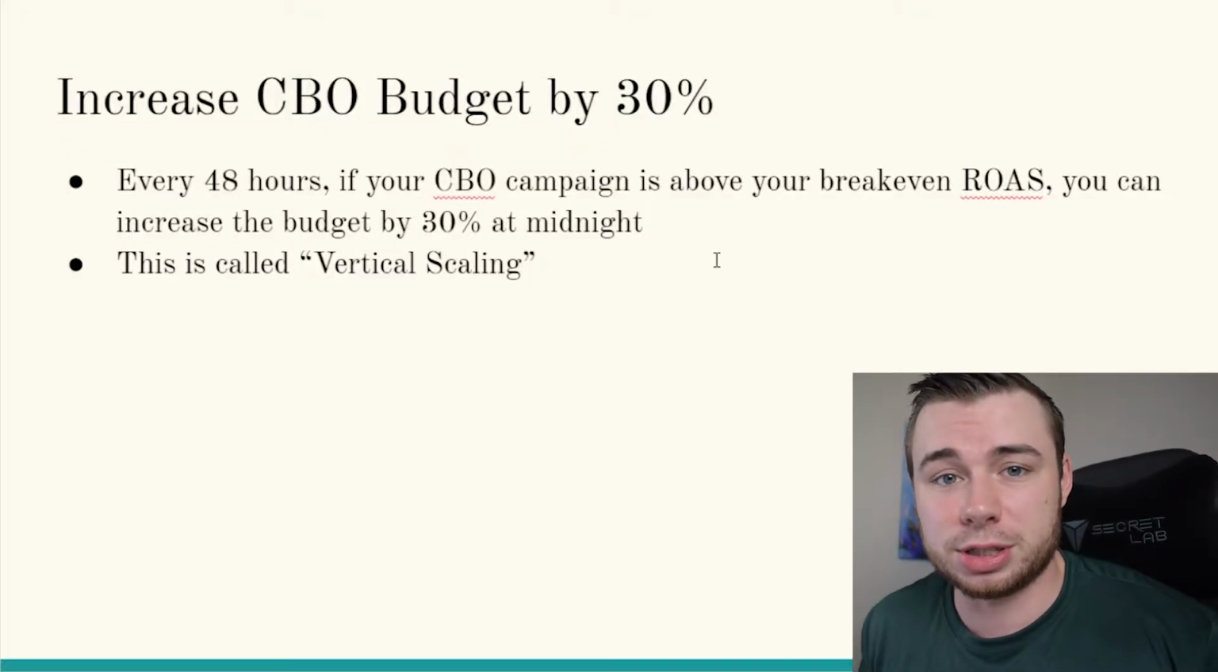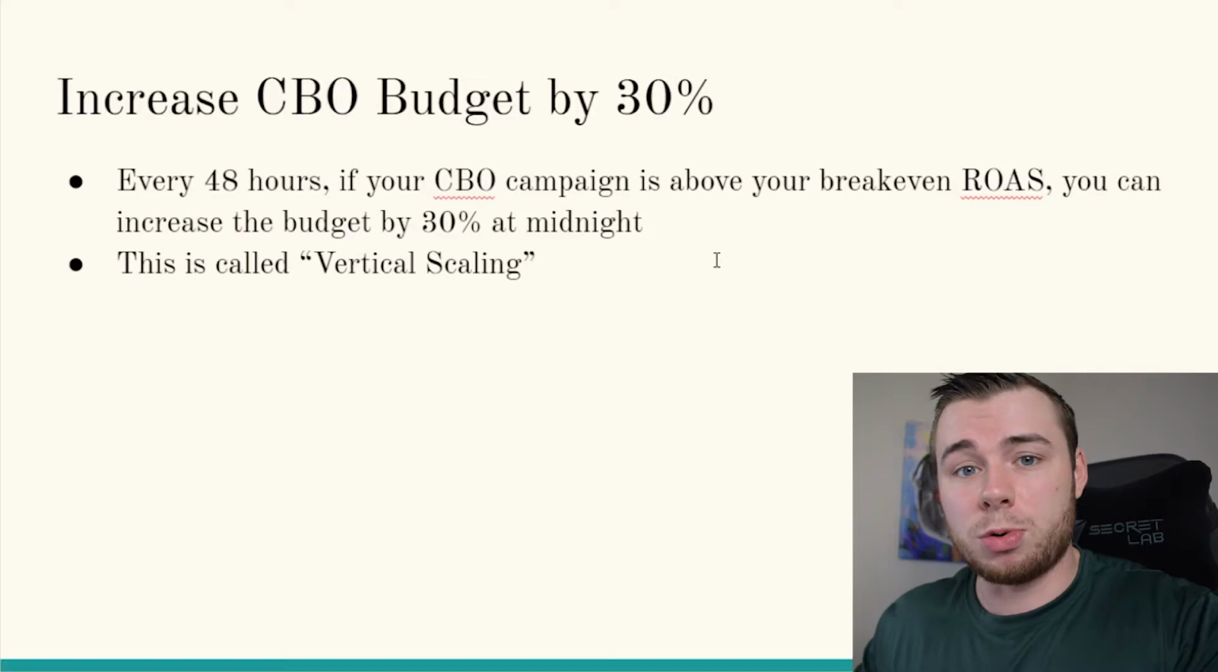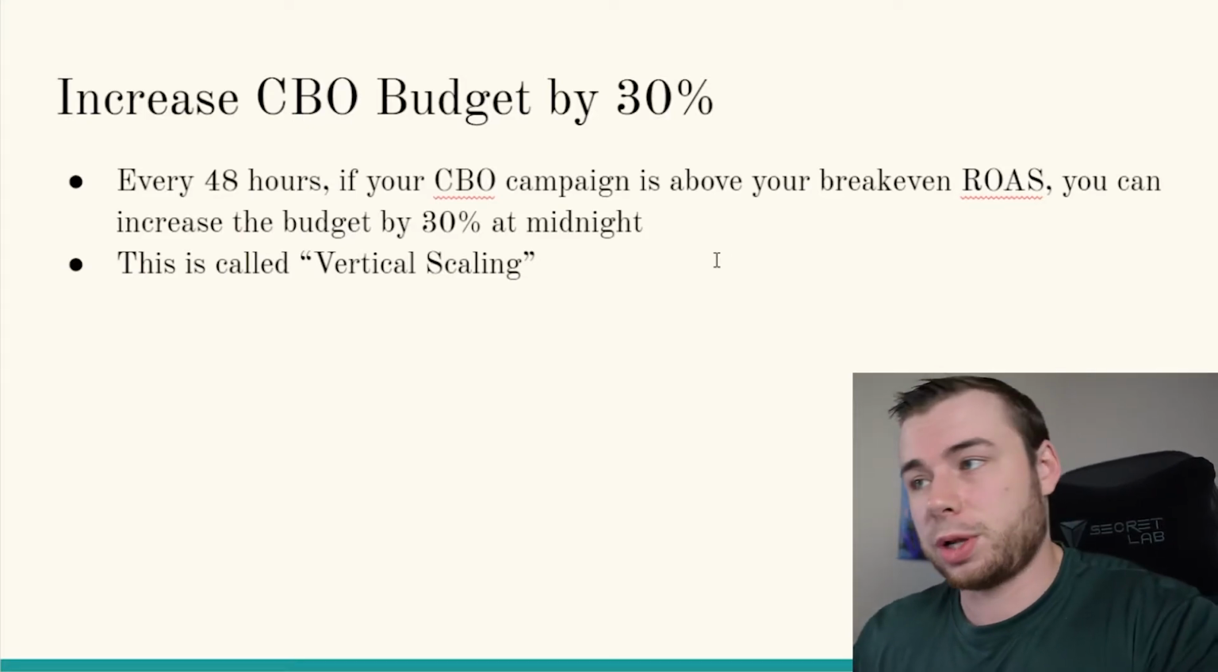Now, I always get asked this question: when should I raise the budget? When should I horizontal scale? When should I vertical scale? When you're using this strategy, when you're using CBOs to scale, using at least a $150 budget and the 10 ad sets, I recommend increasing your CBO budget by 30%, no more nor less, after 48 hours.